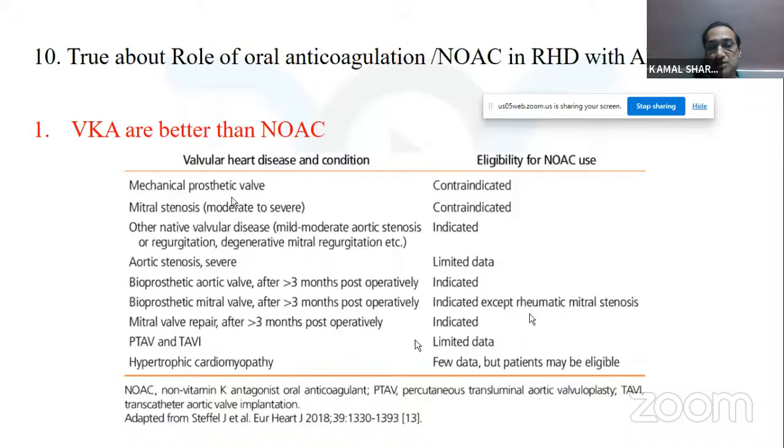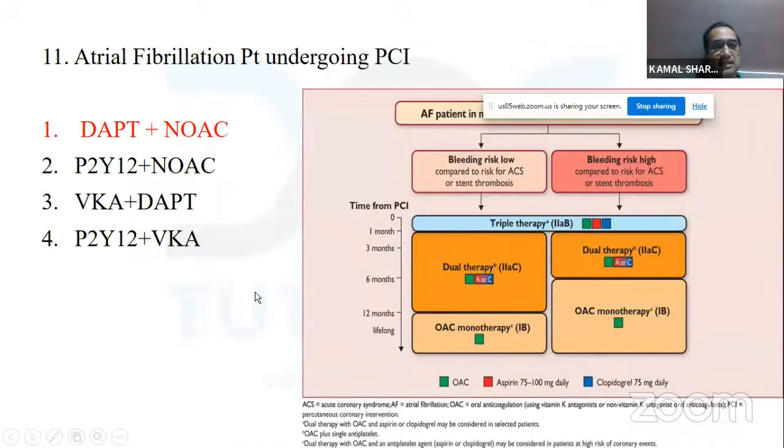And for patients with mitral valve repair after 3 months, we have very limited data. Post-TAVI, and also patients may be eligible for an HOCM, post-ablation or post-surgery in AF. Otherwise, these are some of the areas where VKA, which is warfarin, is better than NOACs. So most of you got this also right. I think this was a pretty straightforward question. There was not much to discuss in that.